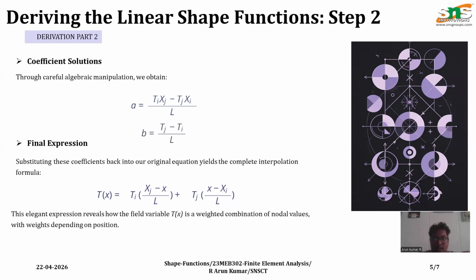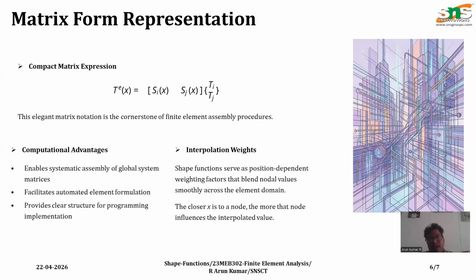So it is written as T of x equals Ti (xj minus x) by L plus Tj (x minus xi) by L. This elegant expression reveals how the field variable T of x is a weighted combination of the nodal values, where the weights depend upon position. As per the matrix representation, T of x equals the row matrix [Ni Nj] times the column matrix of Ti and Tj. Now this matrix equation we have to assemble to get the Ti and Tj values.